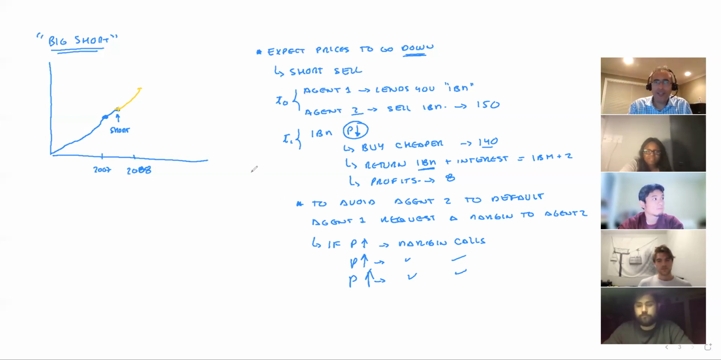And then what happened? 2008, this collapsed. This collapsed like that. And then he made, I don't remember exactly, but he made $2 or $3 billion in 2 or 3 weeks. Michael Burry, I think that's the name.